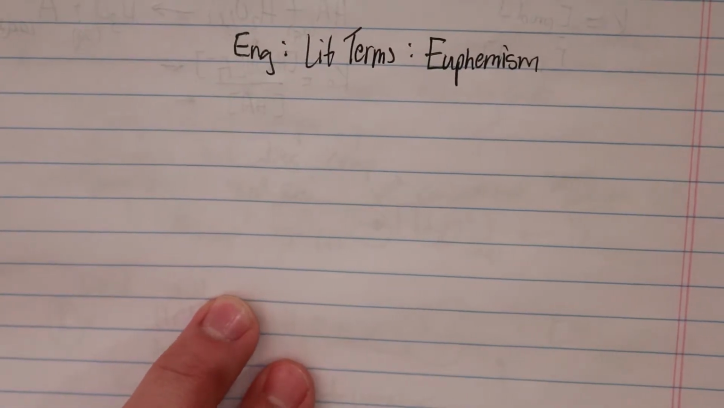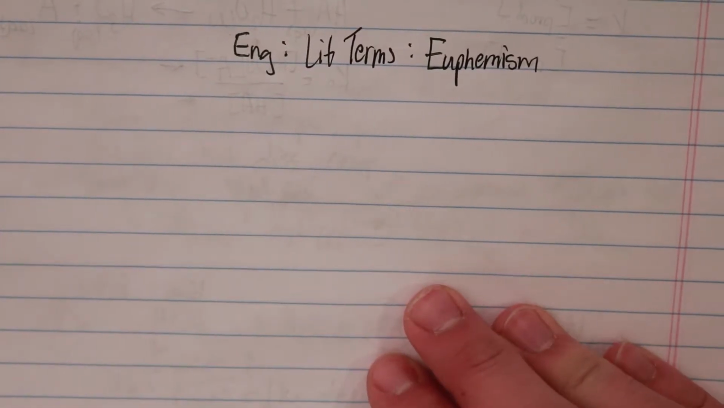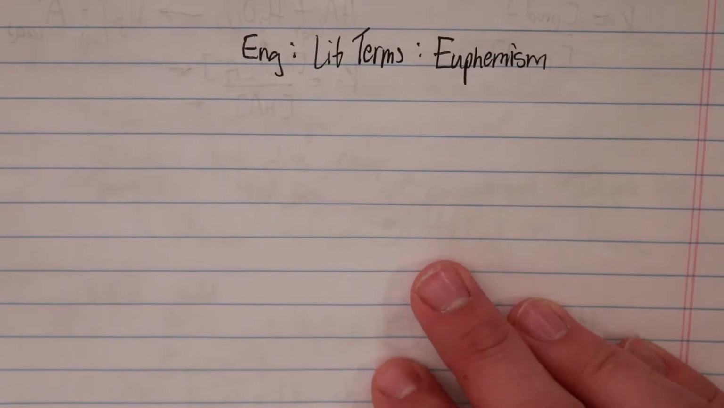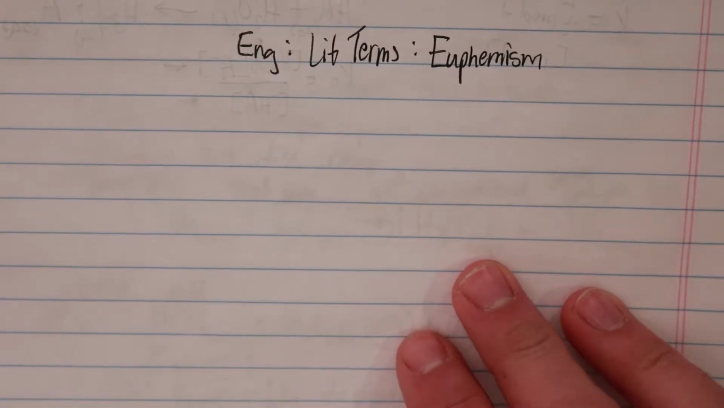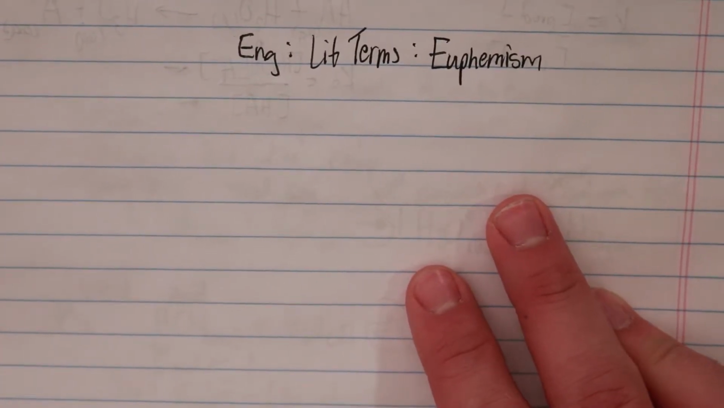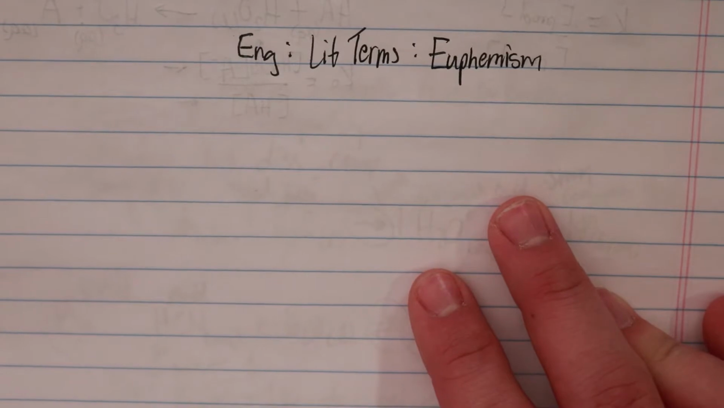All right, so for English, I'm not the hottest at English, but I figure these are important to learn for analyzing papers. Kind of these literary terms or literary devices that are used. The first one I'm going to be talking about is euphemism, but these are things that I need to learn, and so I'm going to teach them.